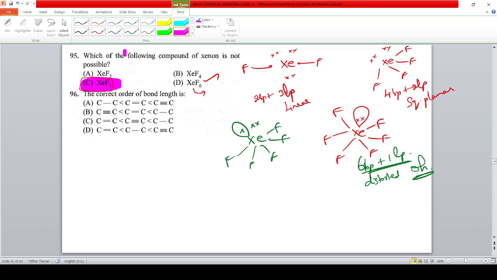Okay. Next. Bond length. Yeah, we have seen such a compound. Single bond, double bond, triple bond. Think of it. Sir, bond order is 1, 2, 3. Bond order is inversely proportional to bond length. So the answer for the question is option 2.